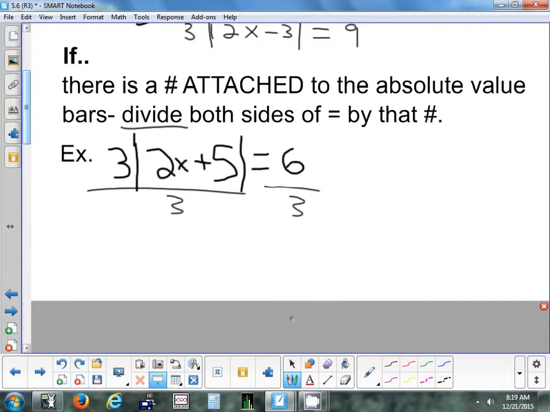Think of those bars as protecting everything that's inside. Okay? You can't do anything to the 2 or the 5. They're protected by the bars. Only thing you can get at is what's outside the bars. 3 divided by 3 cancels.